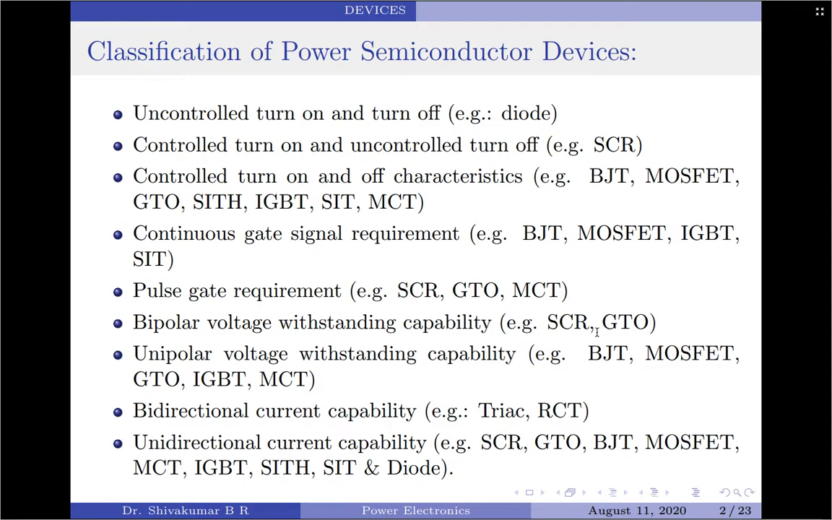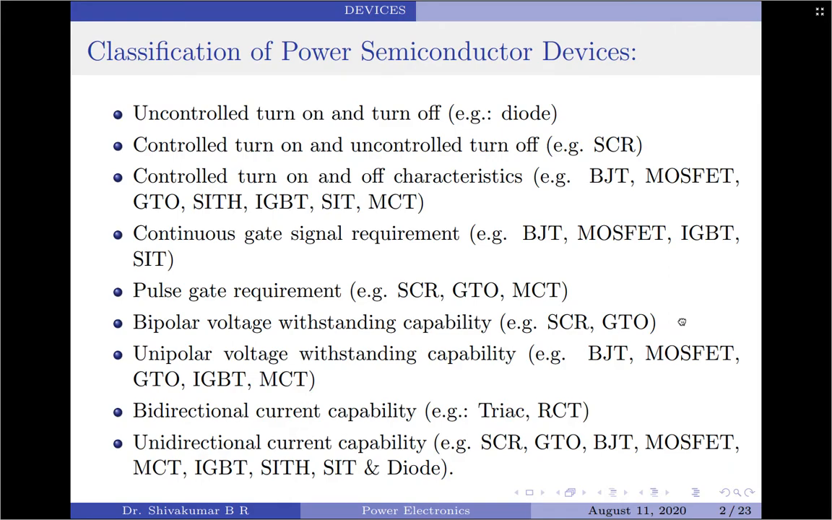The same is applicable for GTO, which is the gate turn off thyristor, or MCT, MOS controlled thyristor. Then we have the next category, which is the bipolar voltage withstanding capability devices. Now, we are not talking about the primary voltage here, we are talking about the control voltage. So examples for these devices are SCR and GTO.